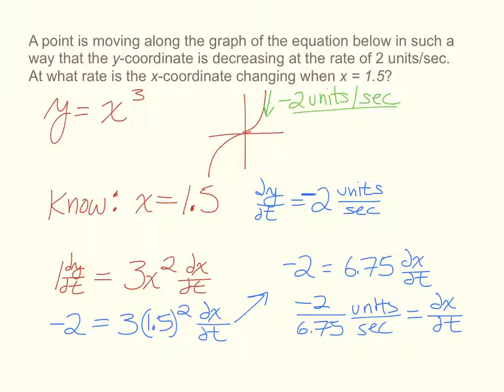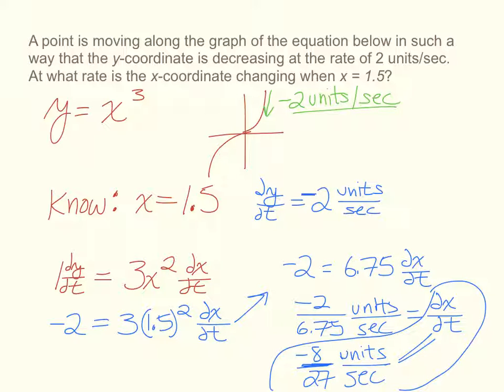And the very last thing that we want to make sure we simplify is that we don't want a decimal in our fraction. So if we simplify this fraction so that there is no decimal in the denominator, it simplifies to negative 8 over 27 units per second. And there is your answer.